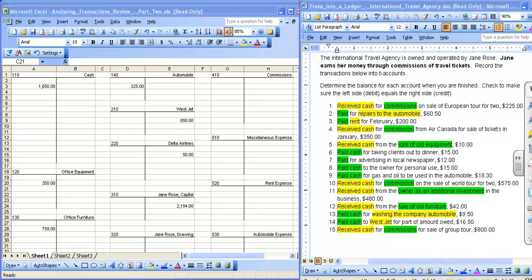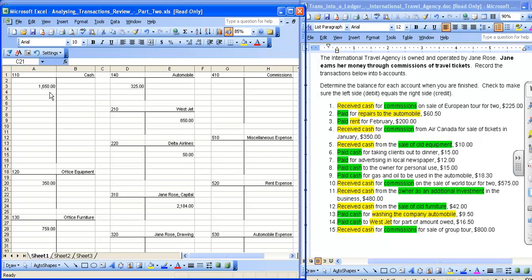If you look at the first transaction, it says we received cash for commissions on the sale of a European tour for two. So I've highlighted some of the key words to assist us. So if we receive cash, that means we have more cash. So we're going to add to cash on the left-hand side of our T account, $225.